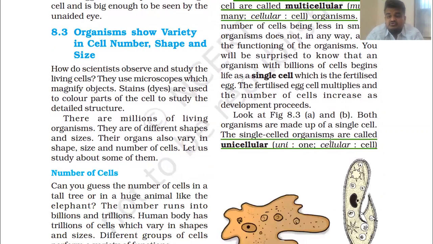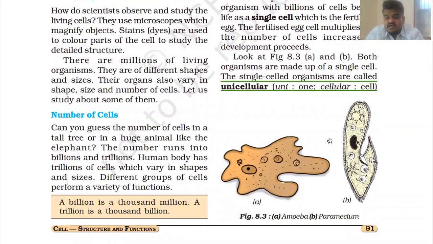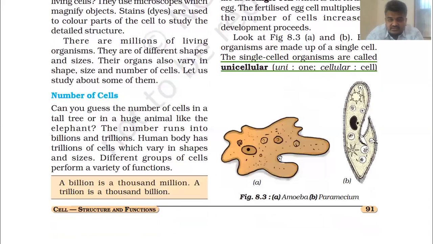So here you are given the two figures of amoeba and paramecium. These are simply unicellular. These living organisms have only one cell. Figure 8.3a is amoeba, and the second one, 8.3b, is paramecium.